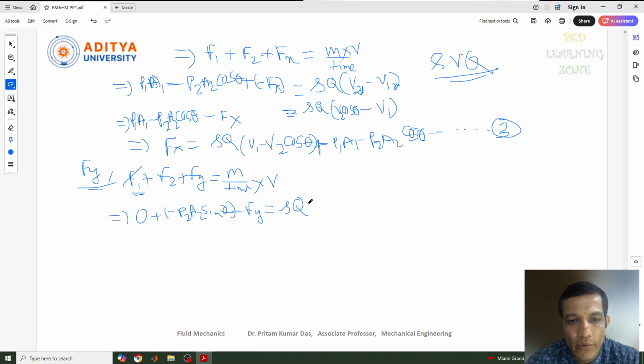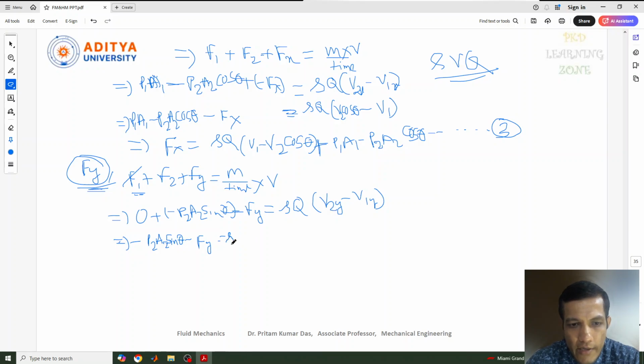So here you can write rho Q into the velocity. What is the final velocity? That is, you can write v2y minus v1y. Anything I can write here, only v2 I can write, but I am considering the y direction, so let me write in the y terms. Again, I'll just expand this term. That is nothing but P2 A2 sin theta, and this is minus Fy equal to, I can write rho Q.